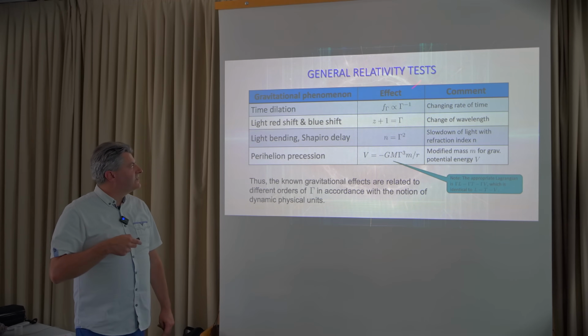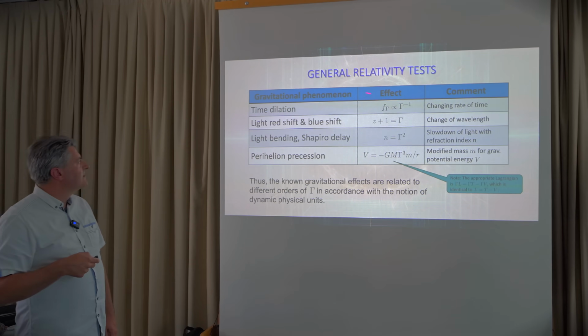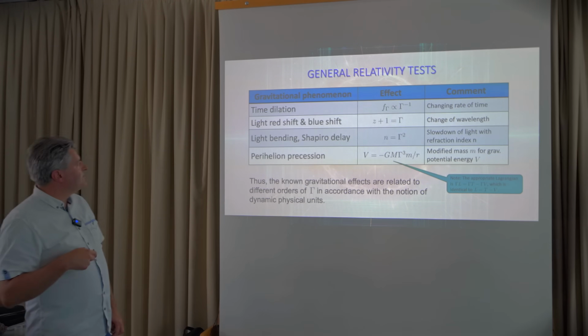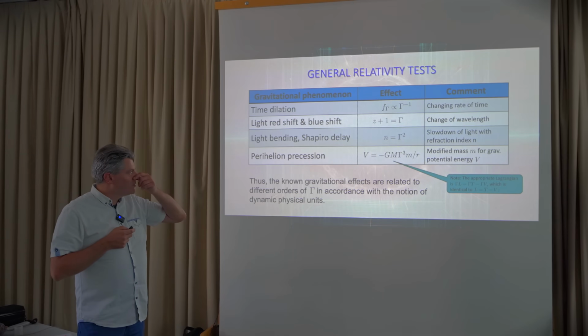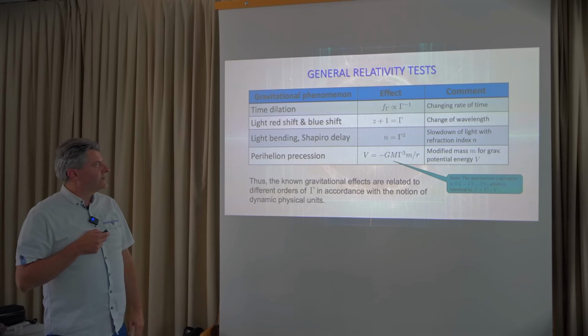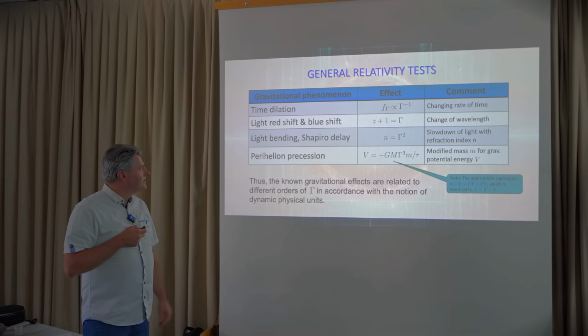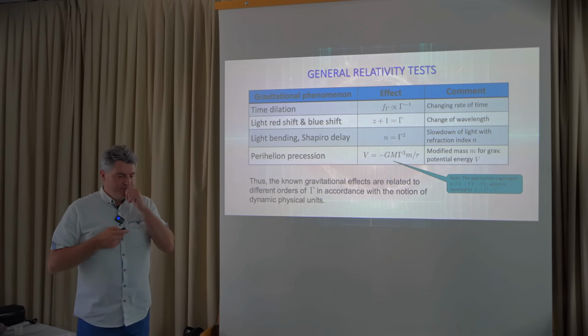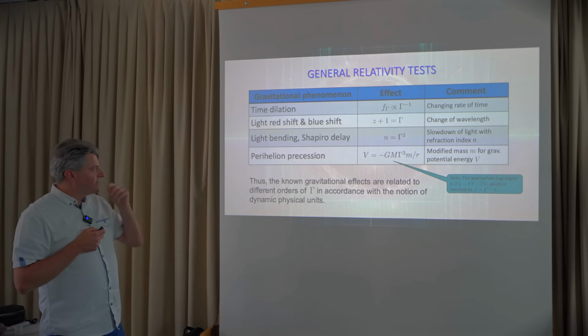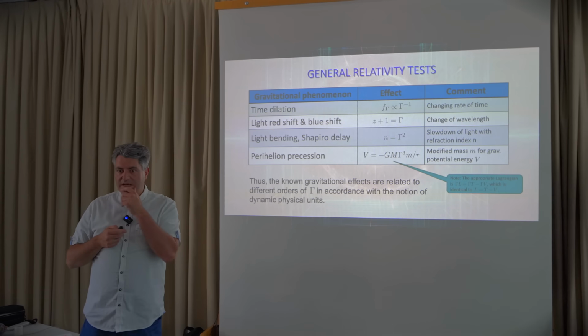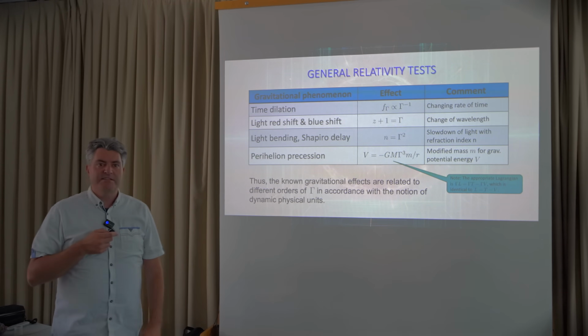Gravitational general relativity tests. There are no surprises with time dilation and gravitational redshift and blueshift. This is pretty straightforward, just a change of the rate of time and wavelengths. It gets more interesting with light bending and Shapiro delay. Alexander was already talking about that.